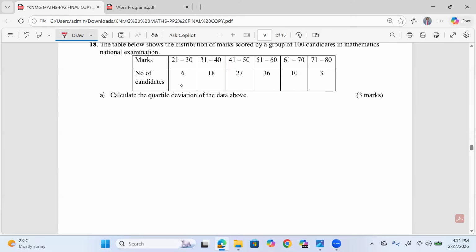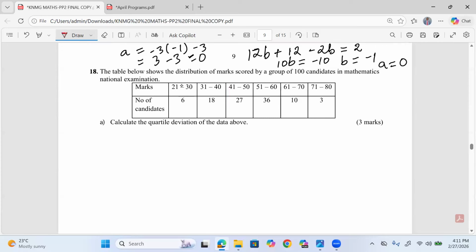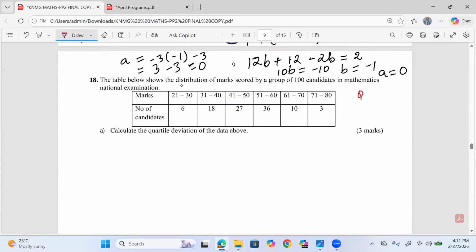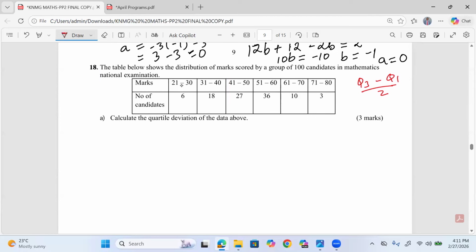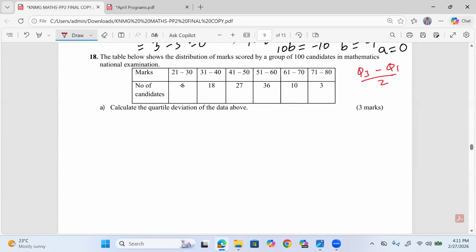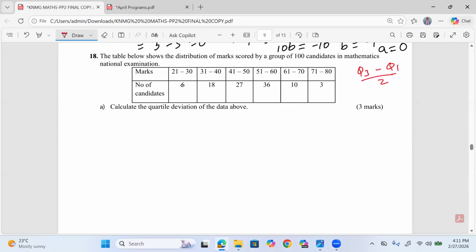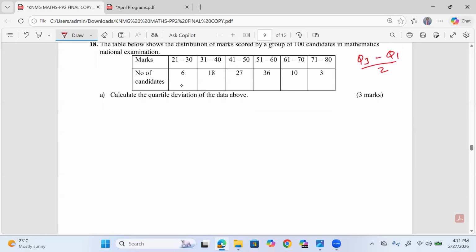Quartile deviation is also called the semi-interquartile range. Quartile deviation is given by Q3 minus Q1, all over 2. Q3 minus Q1 is called the interquartile range, but when we divide the interquartile range by 2, it becomes the semi-interquartile range. So the semi-interquartile range is what we are calling quartile deviation. Allow me first to manipulate this data by writing it in columns and not rows, so that we will be able to understand it keenly.